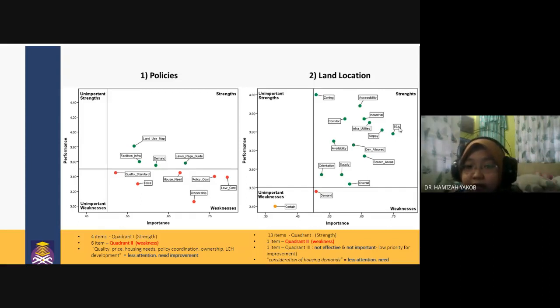So for land location, there are 13 items that fall under quadrant one, which is strength. Basically, one item falls under quadrant two, which is the weakness. Okay, so it needs some improvement in terms of considerations of housing market demands, especially in low land location. Okay, one item is under quadrant three, not effective and not important. So it's considered low priority for improvements. Okay.